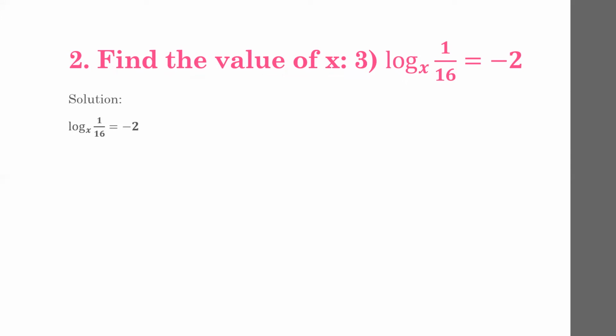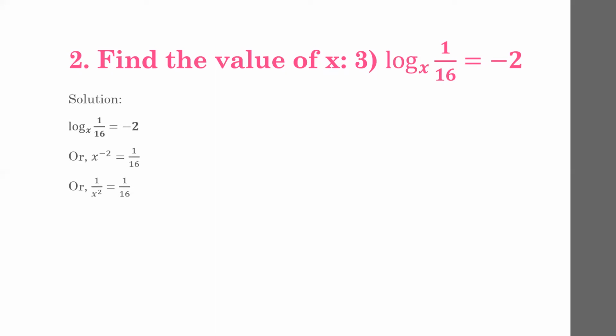So according to the definition of logarithm, log a base n equals x can be replaced by a to the power x equals n. So from there, the base will be the same and the powers will be interchanged. So x to the power minus 2 will equal 1 by 16. As we have known, a to the power minus n equals 1 by a to the power n. So applying that formula, we will have x to the power minus 2 as 1 by x square. So 1 by x square equals 1 by 16.